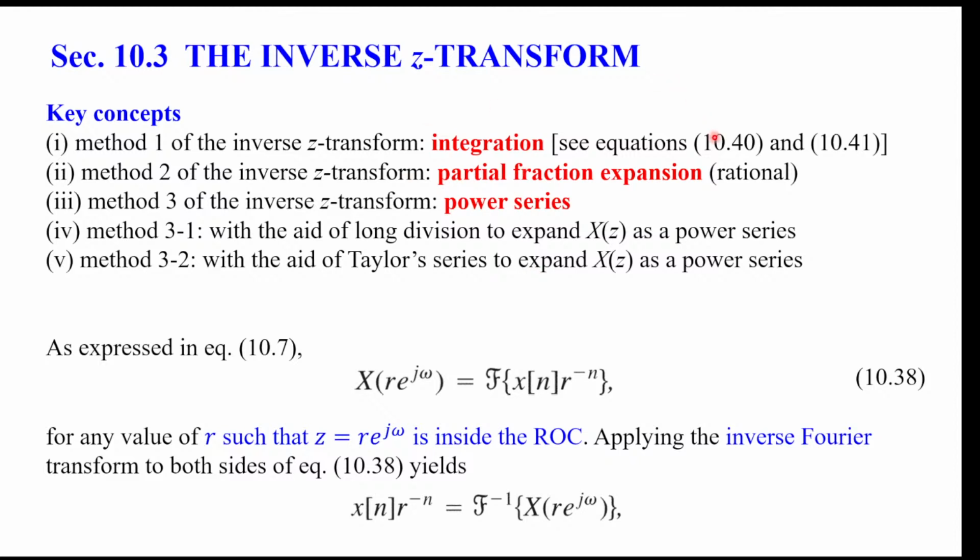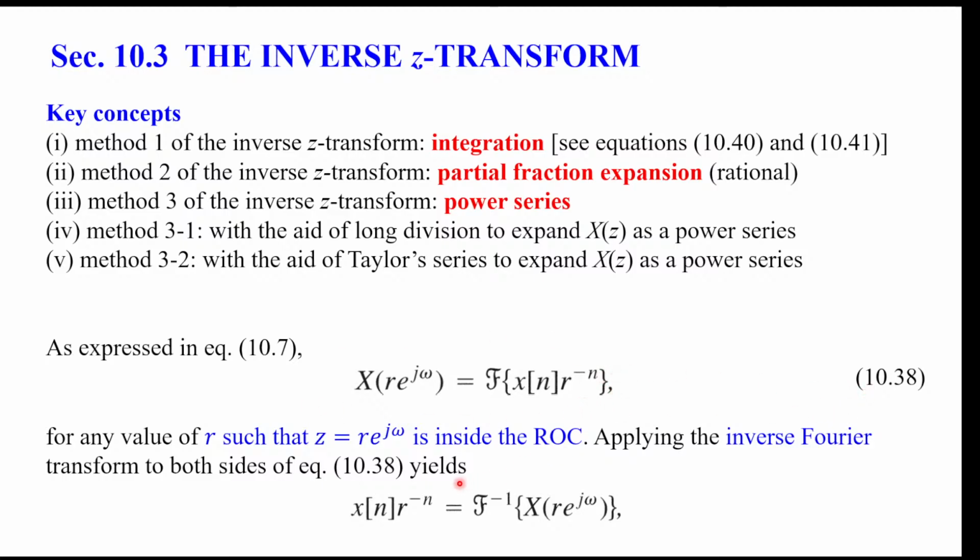For the first method, we do integration, and basically we want to use the inverse Fourier transform equation here. So we start with big X of r e to the j omega, which is the Fourier transform of x of n r to the minus n.